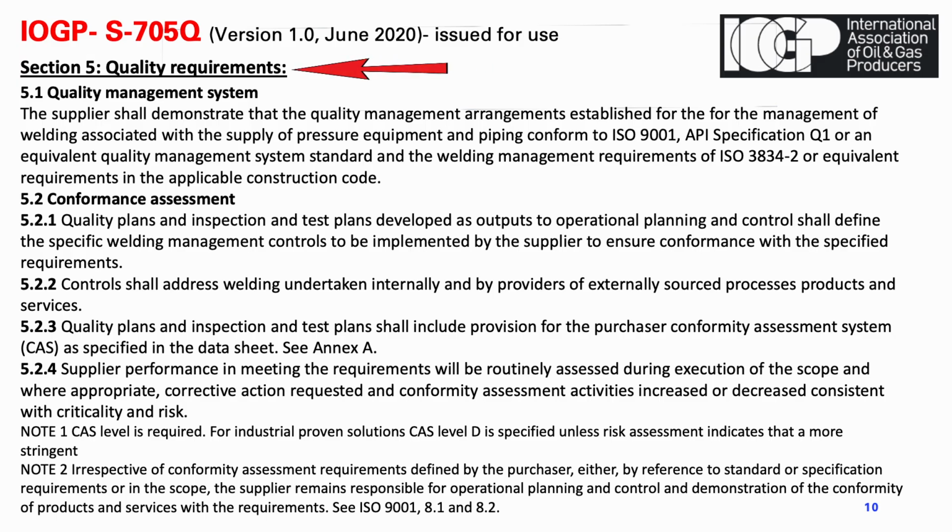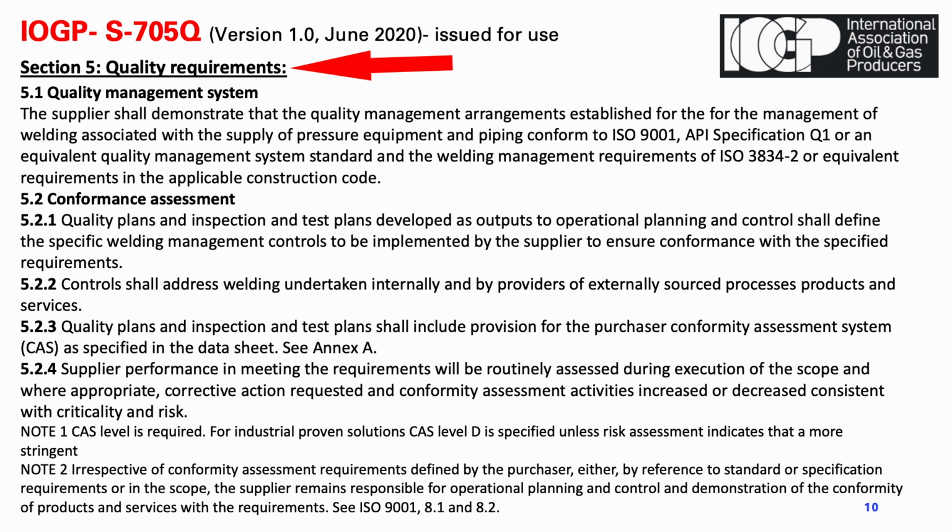Section 5 is quality requirements. Quality management system: the supplier shall demonstrate that the quality management arrangements established for the management of welding associated with the supply of pressure equipment and piping conform to ISO 9001, API Specification Q1 or an equivalent quality management system standard, and the welding management requirements of ISO 3834-2 or equivalent requirements in the applicable construction code.